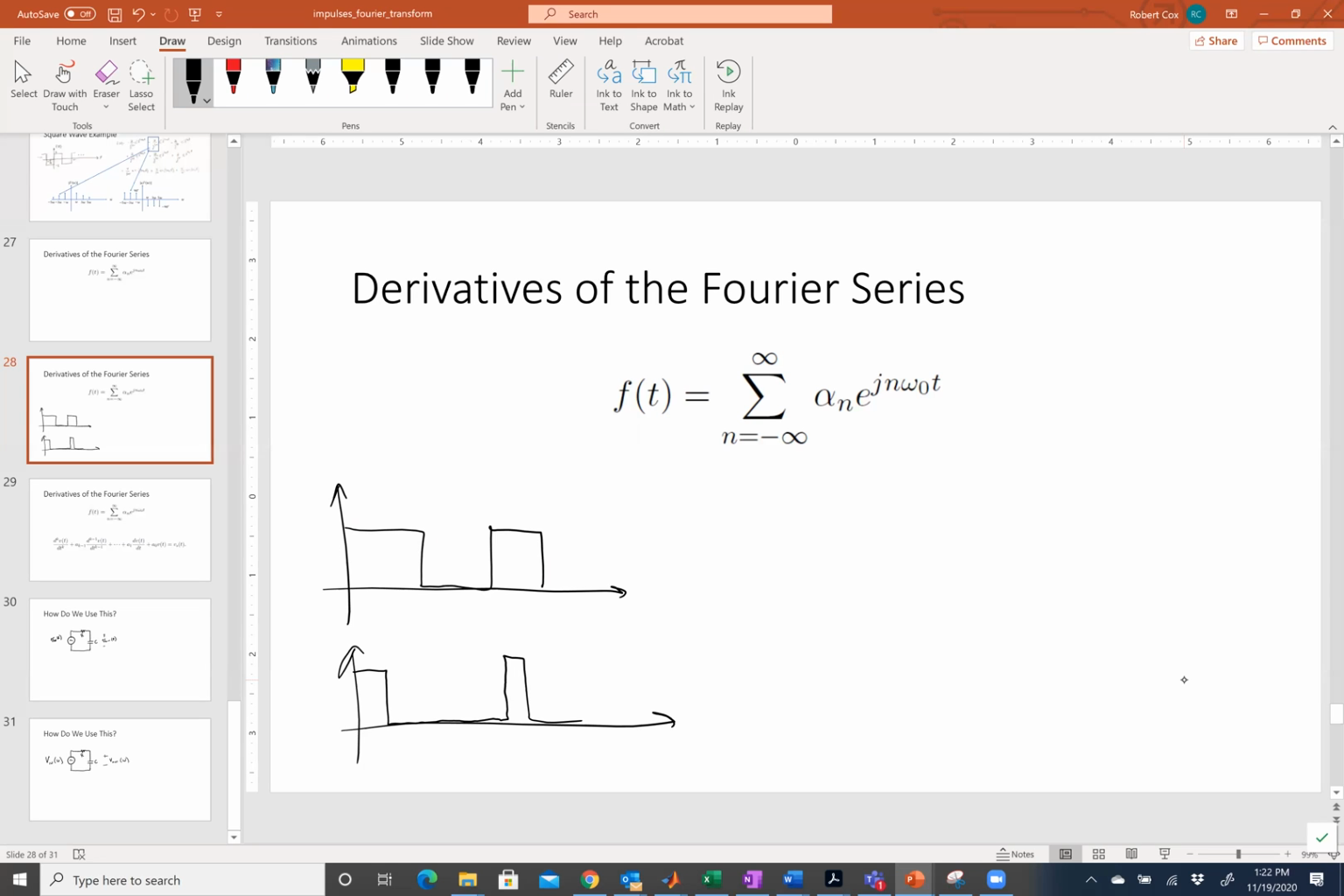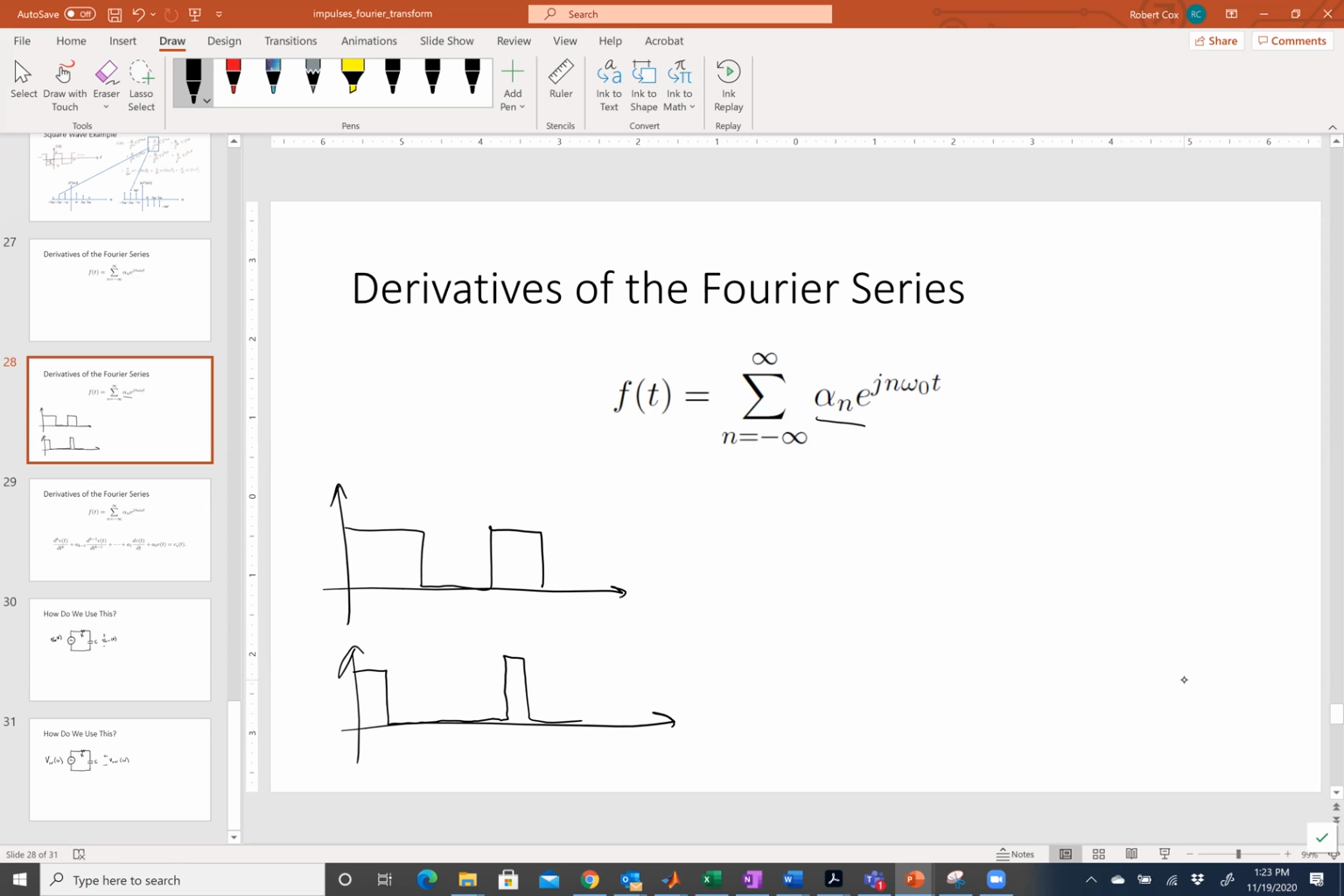So then these alpha n values are what? Would it be the amount of times the wave is repeated? Or the harmonic? The magnitude of each wave that you're adding up. That's right. It's the magnitude or the amplitude of each wave that goes in there.